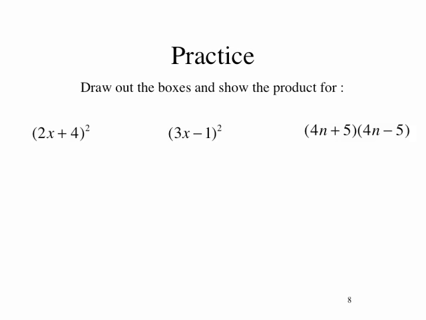Now, I'd like you to practice. Please draw out the boxes and show the product for each of these three products. The first one follows the first pattern I showed you, a plus b squared. The second one follows the second pattern, a minus b squared. And the third follows the third pattern, a plus b times a minus b. We'll go over the drawings and the results that you have next class.